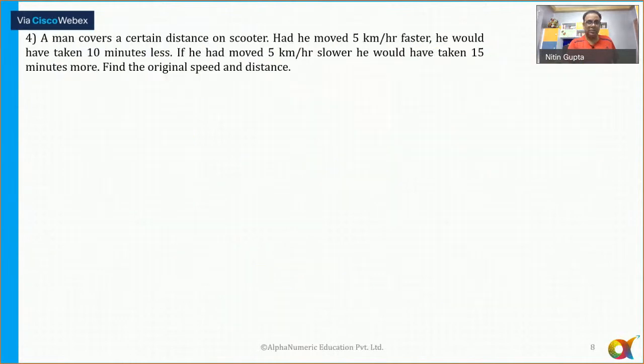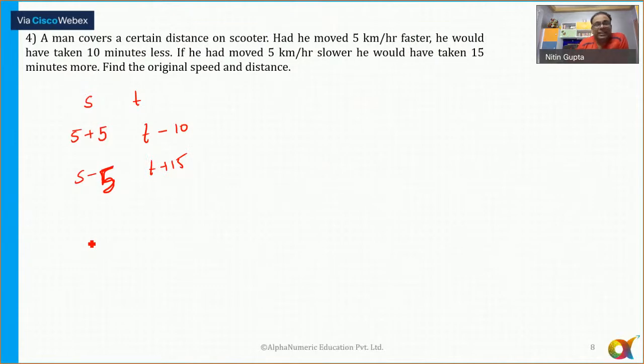All right. So try this question, all of you. It says a man covers a certain distance on a scooter. Had he moved 5 km/h faster, so speed s, time t, 5 km/h faster, so speed plus 5, he would take 10 minutes less, so t minus 10. If he had moved 5 km/h slower, so s minus 5, he would have taken 15 minutes more, so t plus 15.